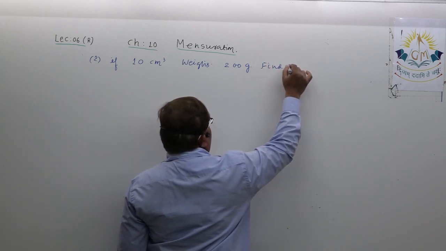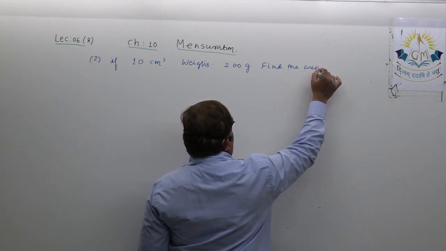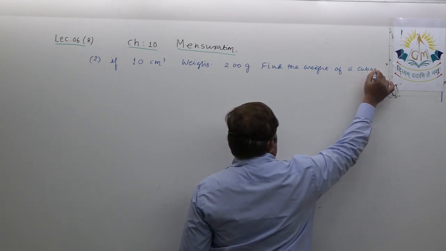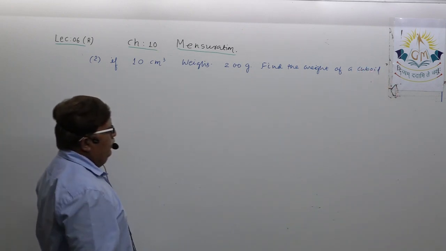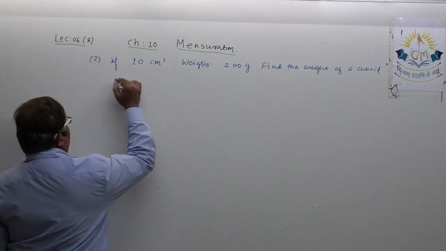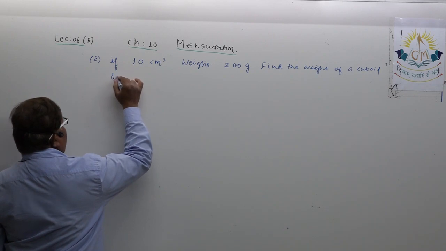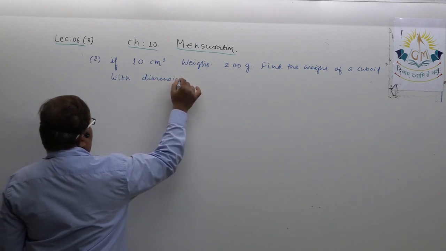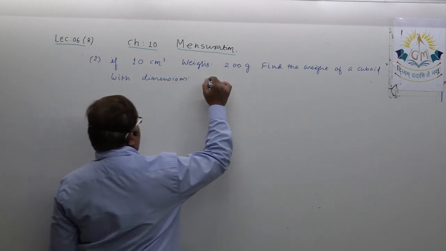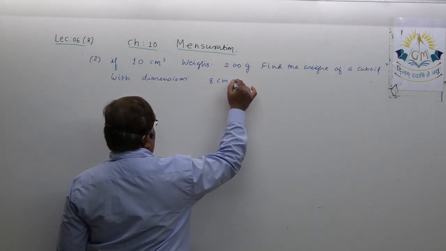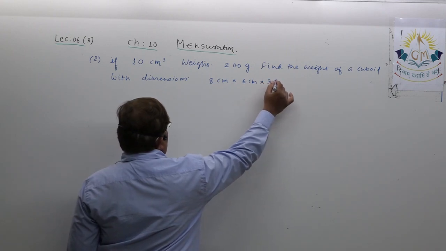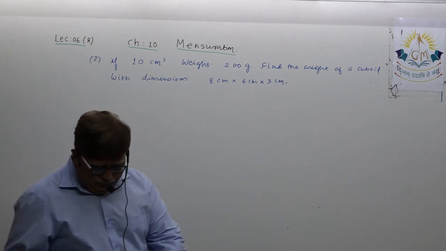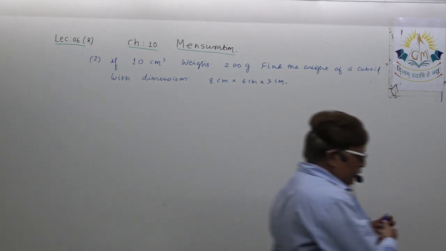find the weight of a cuboid with dimensions 8 centimeter into 6 centimeter into 3 centimeter. Just try to solve this example.